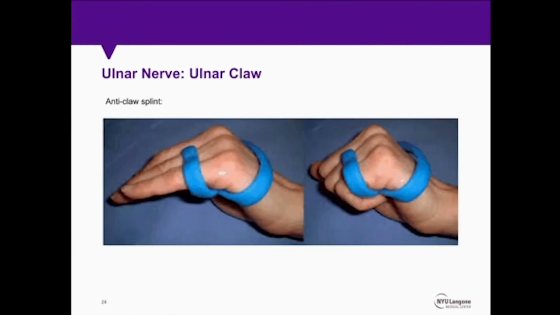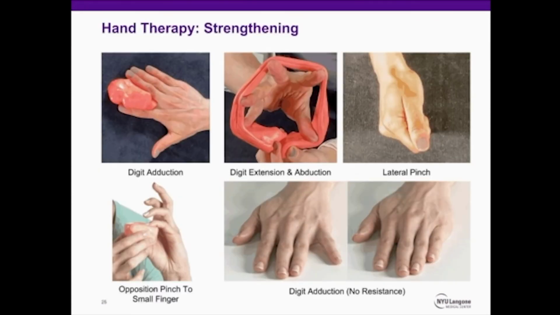What we can do as hand therapists is to fabricate what is known as an anti-claw splint, which positions the patient's ulnar 2 MPs into a flexed position, correcting the hyperextended deformity and giving the patient an opportunity to function in their daily life. With ulnar neuropathy, exercises can be tailored to strengthen the intrinsics of the hand and, of course, progressing to power grasping.